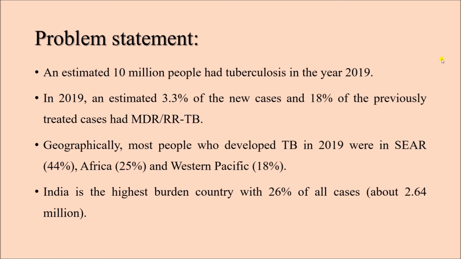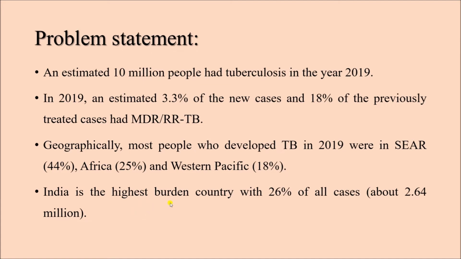So that means in the year 2019, of this 10 million people, those who were new cases, 3.3% of them, and those who were previously treated cases, 18% of those people had drug resistance tuberculosis like MDR-TB or RR-TB. Geographically speaking, most people who developed tuberculosis in 2019 were from Southeast Asian region, that is 44%. This was followed by African region 25% and Western Pacific region, that is 18%.